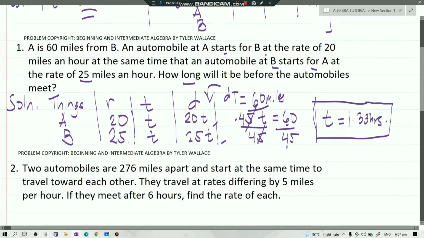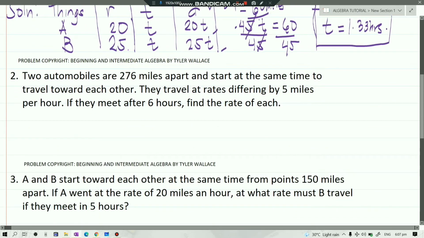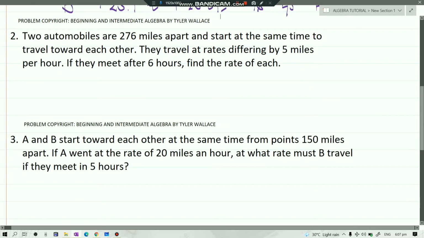Okay? So, for problem number 2, two automobiles are 276 miles apart and start at the same time to travel toward each other. They differ in their rates by 5 miles per hour. If they meet after 6 hours, find the rate of each. So, what will be the solution to this? So, dito, medyo conflict yung problem.